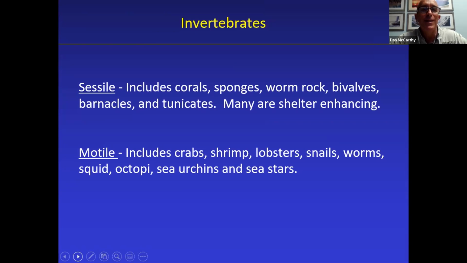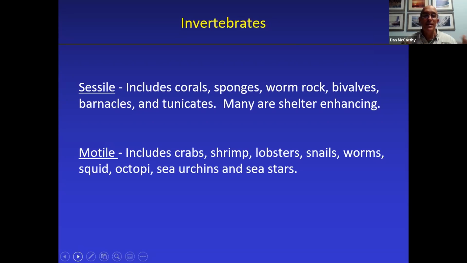And again, to remind you that several of these, including the coral, sponges, and worm rock, can be very significant in enhancing shelter to the limestone base that occurs on these reefs. Okay. Then there are the organisms that can be associated with these shelter enhancing species. These can include crabs, shrimp, lobsters, snails, worms, squid, octopi, sea urchins, and sea stars, among others.